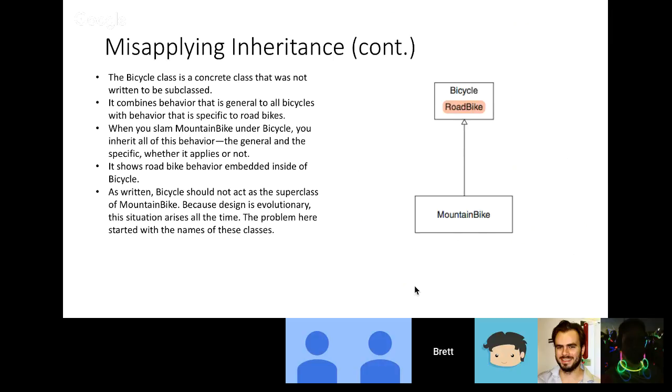So the fake UML diagram, I guess we took a lot of liberties in creating this UML diagram on the right, shows that bicycle actually contains road bike, and we're inheriting more than just bicycle with the way that we've written it poorly. So bicycle was never intended to be subclassed. And when you slam mountain bike under bicycle, you inherit all this behavior. As written, bicycle should not act as the superclass of mountain bike, but because design is evolutionary, this happens all the time.